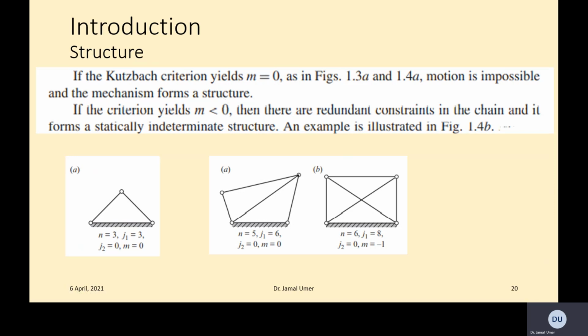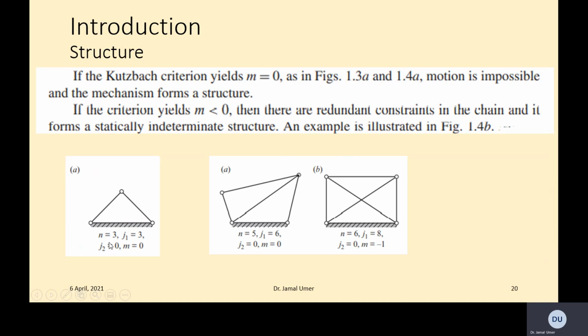So this is a very good definition of a structure. By using Kurzbach's relation or criterion, you can work out if this is a mechanism or a structure. So a structure is different, you need to understand. A structure is one where there is no mobility, because a mechanism is purposefully designed in such a way that we need movement or mobility. But if the links are joined in such a way that the mobility turns out to be 0, it means it's not a mechanism, it's a structure.